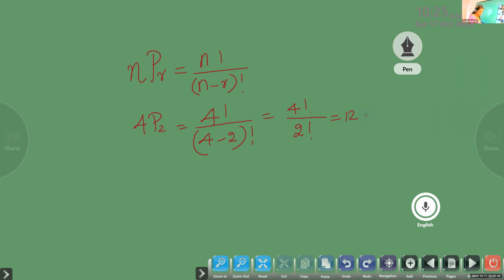Okay, write the next one. Next one, combination, NCR. What is the definition of NCR? NCR is given by N factorial by R factorial into N minus R factorial, which is same as NPR by R factorial.